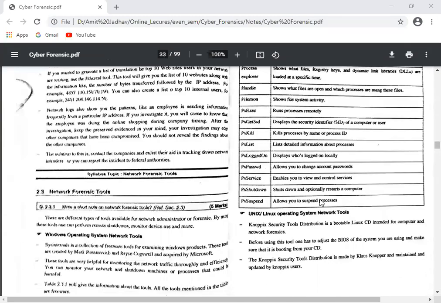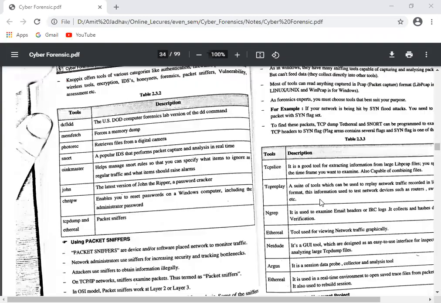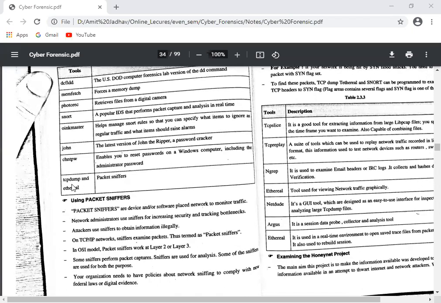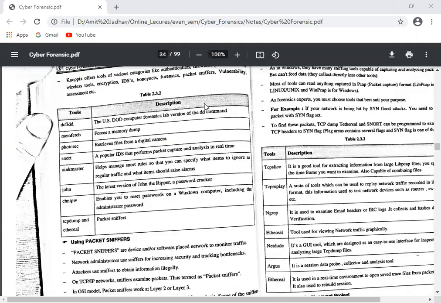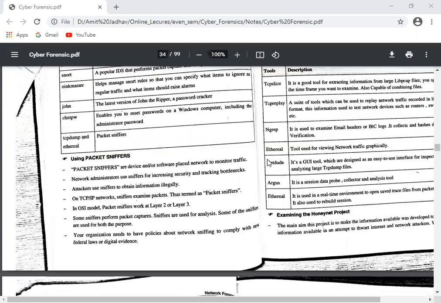So these are the software or tools used in a Linux operating system: DCFL, Memory Fetch, Photorec, Snort, Oinkmaster, John, chntpw for the password, tcpdump, and Ethereal. And also we covered the packet sniffer.